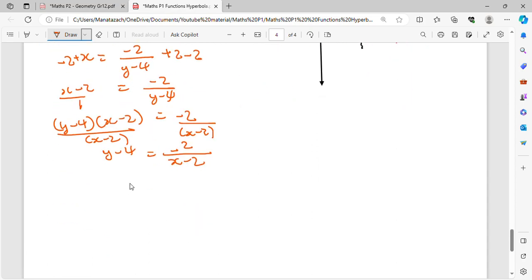Then when you solve for y, you can just add 4 to both sides, then y will be minus 2 over x minus 2, plus 4. This will be the equation for your inverse.